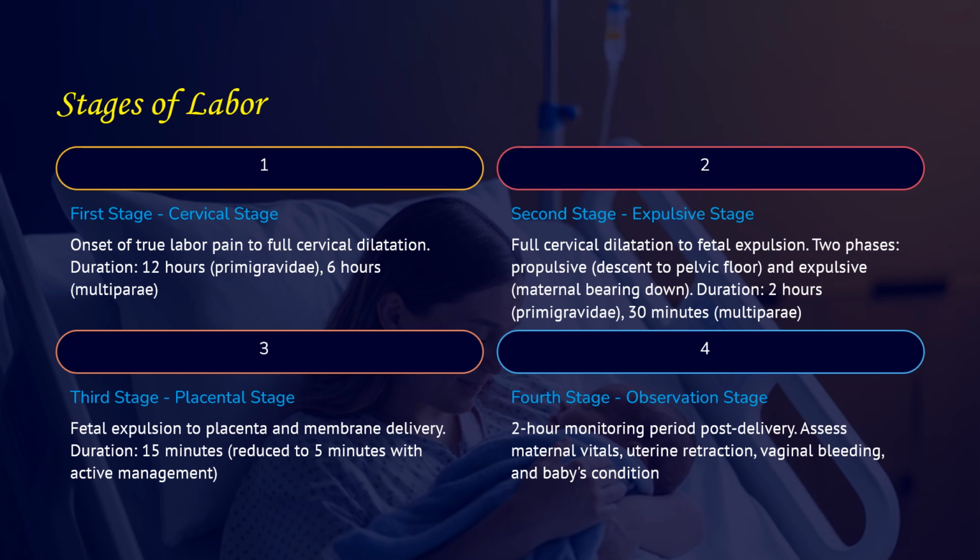Then after that we have the third stage, which is also called the placental stage, from fetal expulsion to placental delivery, and membrane delivery also. The maximum duration is 15 minutes, but if you do active management of the third stage of labor well, it can be reduced to 5 minutes, but the third stage should not exceed more than 15 minutes. Fourth stage is also called the observation stage, where you do 2 hours of monitoring of the mother in the labor room only.